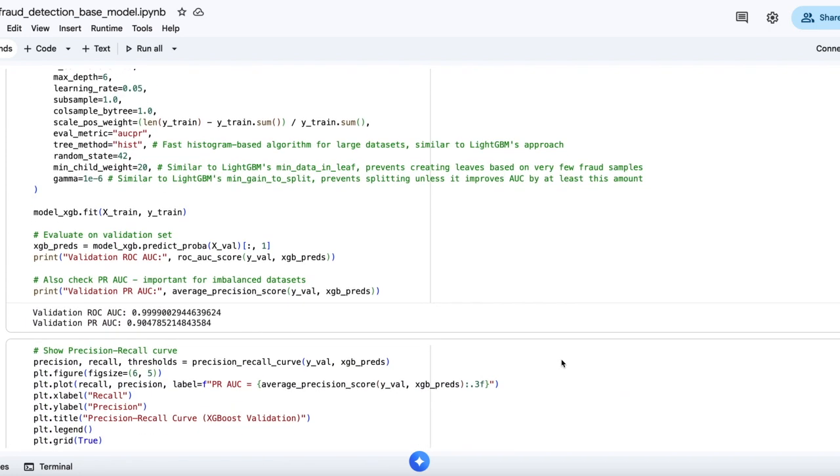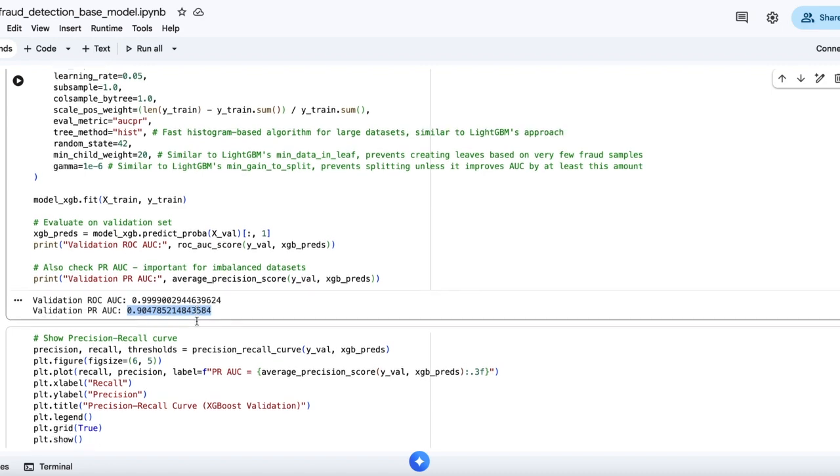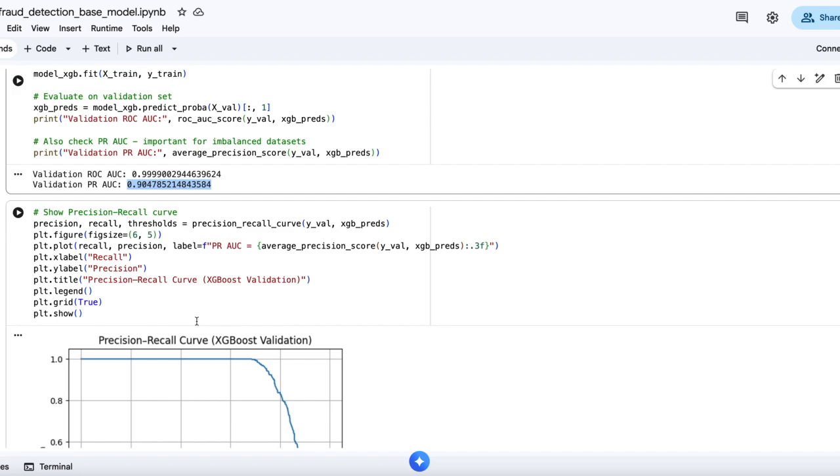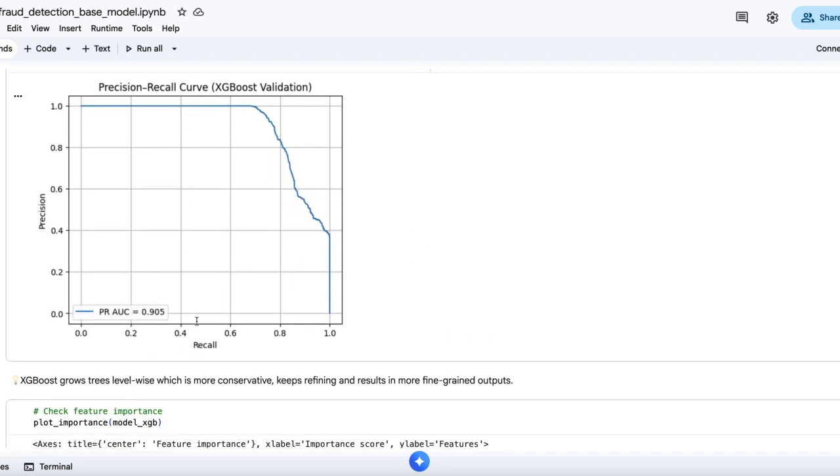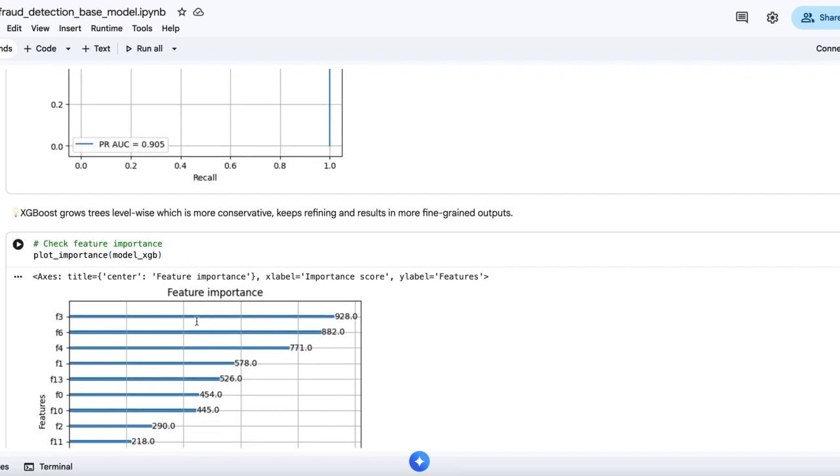Here we've trained the XGBoost model, and after evaluating on our validation set, we can see that not only our ROC AUC is excellent, our PR AUC is also amazingly good at 0.905, and the PR curve is more what we'd expect. I've also examined feature importance.